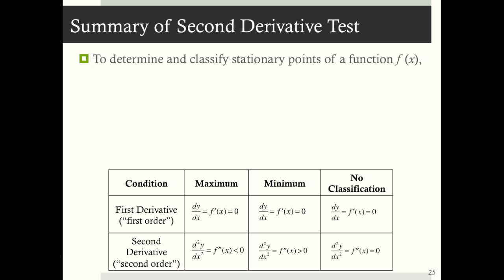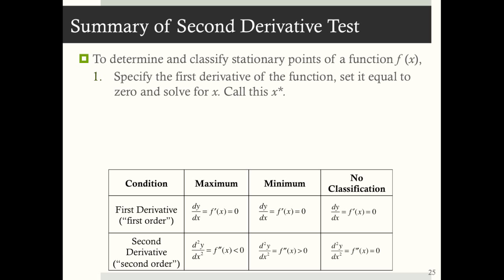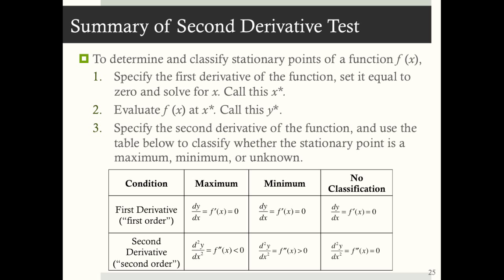So again, to determine and classify stationary points of a function f of x, first, specify the first derivative of the function, set it equal to 0, and solve for x. Call this outcome x star. Evaluate f of x at x star. Call this outcome y star. And finally, specify the second derivative, which is the derivative of the first derivative, and use the table below to classify whether the stationary point is a maximum, minimum, or if it's just not classifiable.